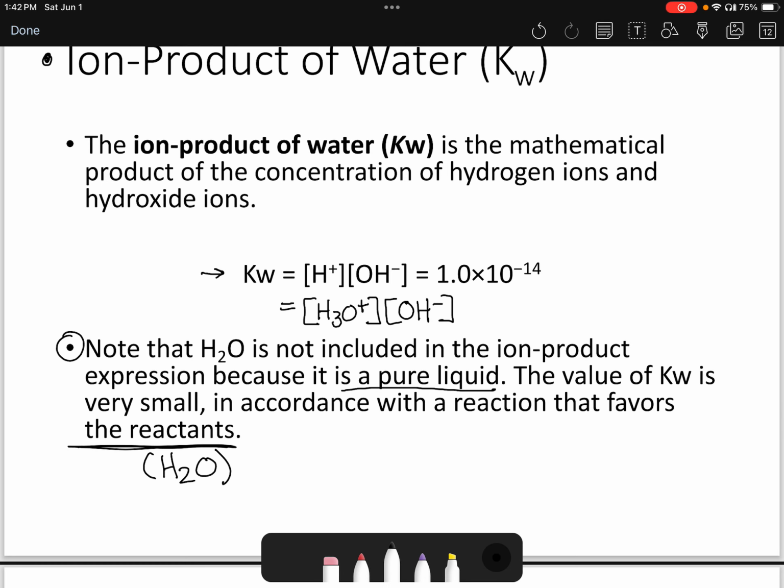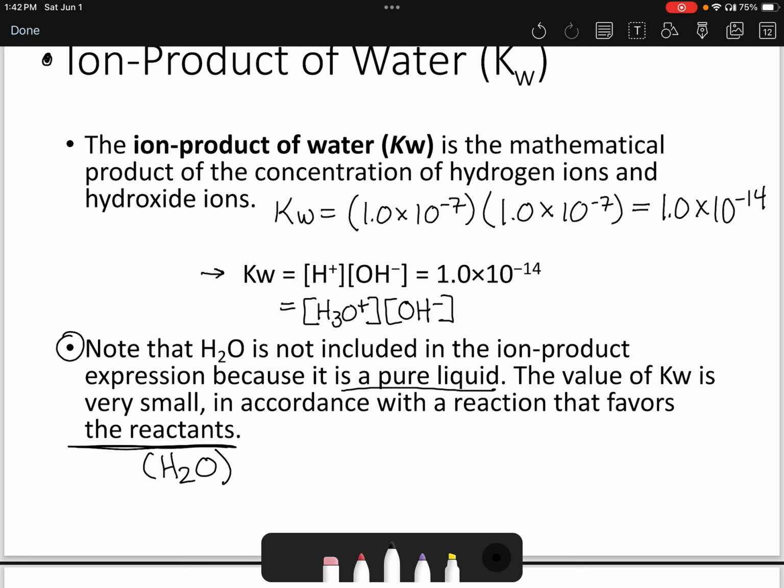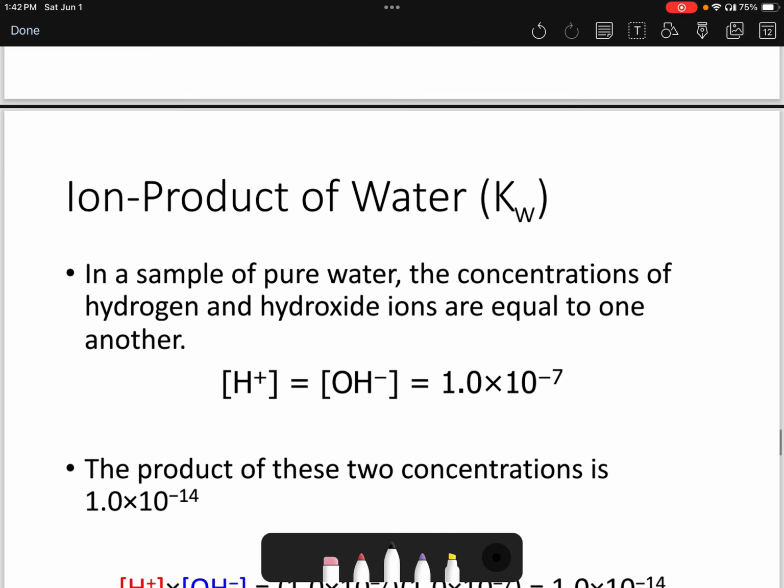So if we plug those values in for this ion product of water equation, that means we have 1 times 10 to the negative 7th times 1 times 10 to the negative 7th. And that gives us 1 times 10 to the negative 14th, which is what we saw before. So Kw will always equal 1 times 10 to the negative 14th. And I also have this on the next slide.